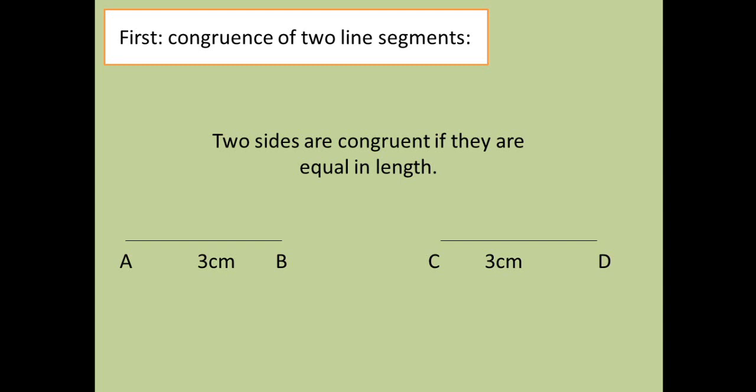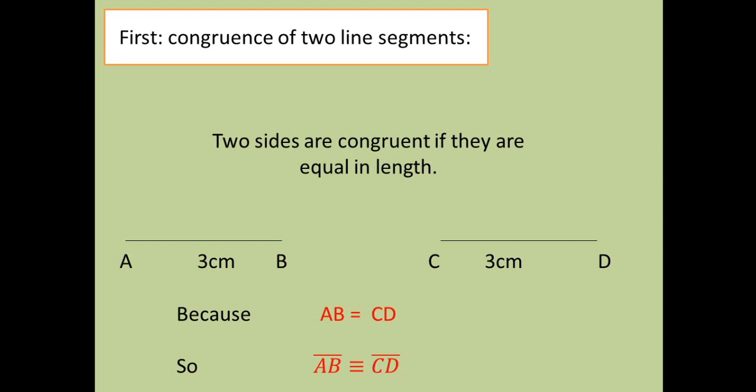First, we have to know congruence of two line segments. Two sides are congruent if they are equal in length. If we have two line segments, AB equals 3 cm and CD equals 3 cm, then we will write the line segment AB is congruent to the line segment CD because AB equals CD.